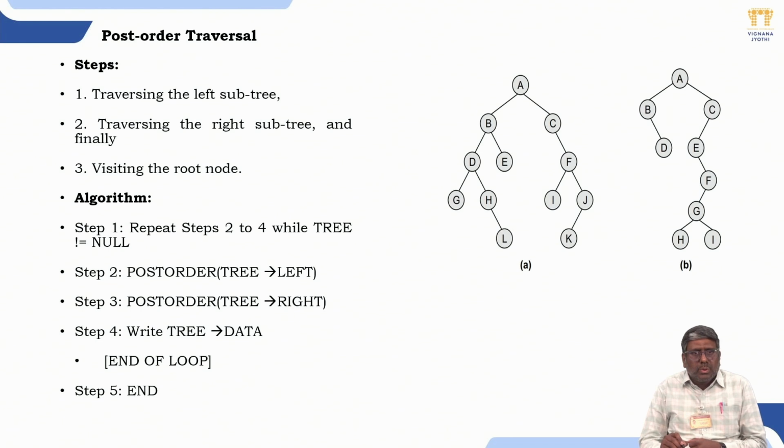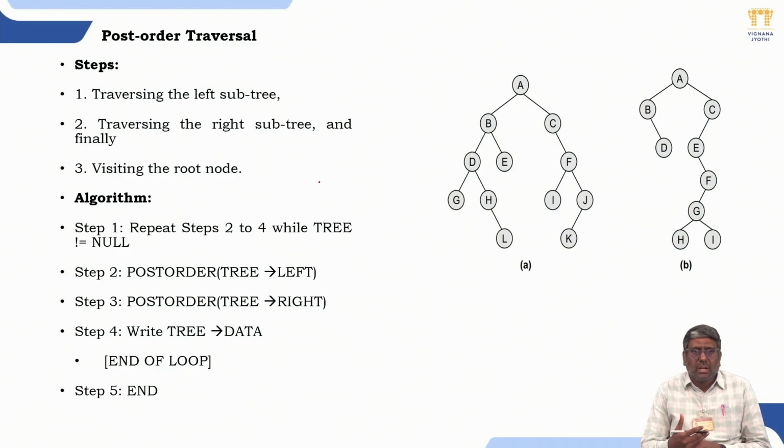Now coming to the post order traversal. In the post order traversal, first visit the left subtree. Okay, then after visiting that left subtree, visit the right subtree. So after visiting the left subtree and the right subtree, then only visit the parent node. So that's why it is called post order. Means before visiting the parent, first we have to visit the left children and the right children, then only we can visit the parent node. So this type of traversal is called a post order traversal.